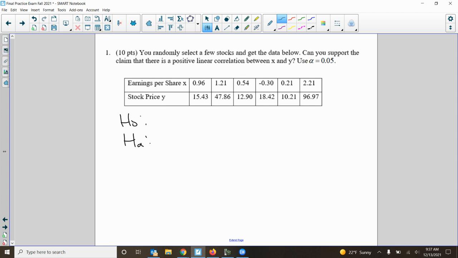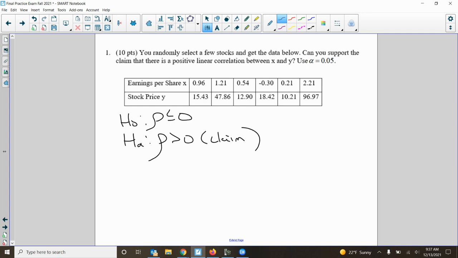Rho is greater than 0. Remember, when rho equals 0, that means there's no correlation. If rho is greater than 0, that means there's a positive correlation. If rho is less than 0, it means there's a negative correlation. So this is going to be rho is greater than 0, and that's going to be the claim, which means the null is rho is less than or equal to 0.